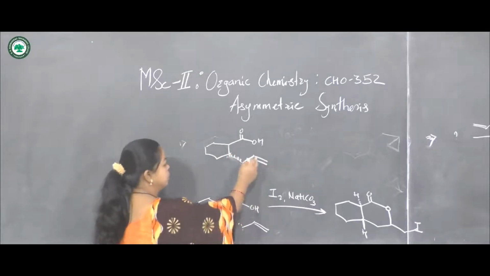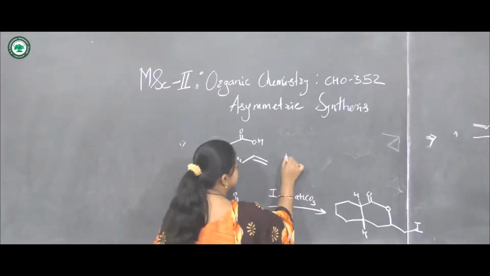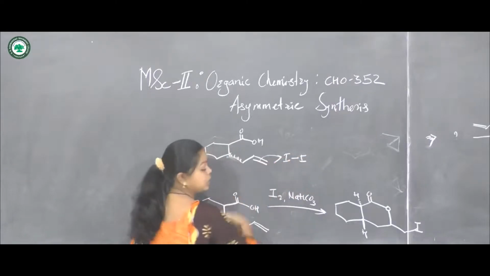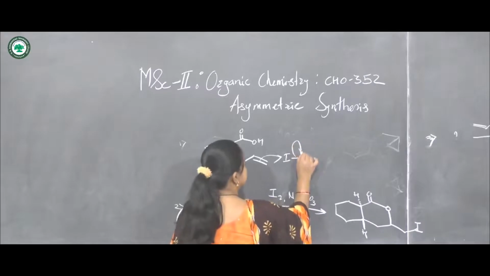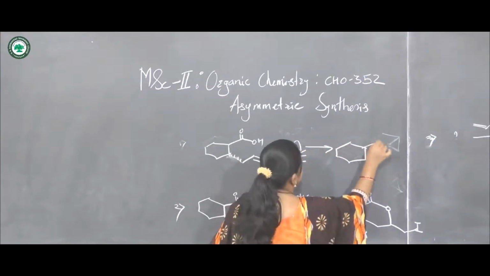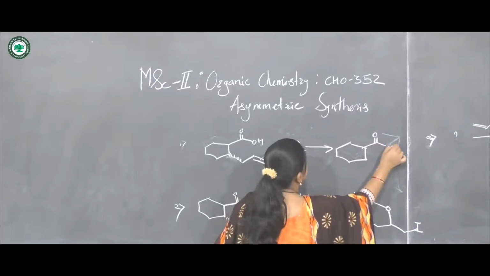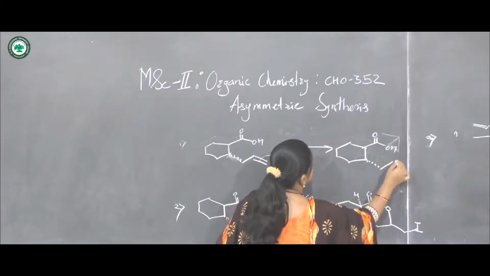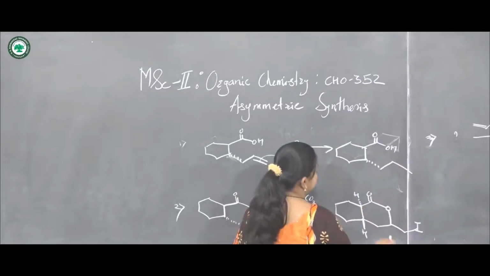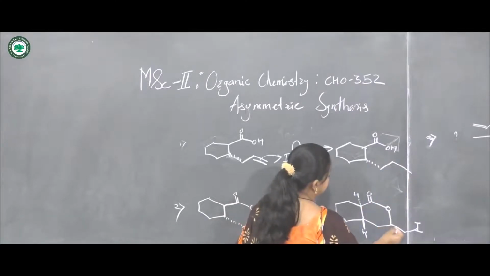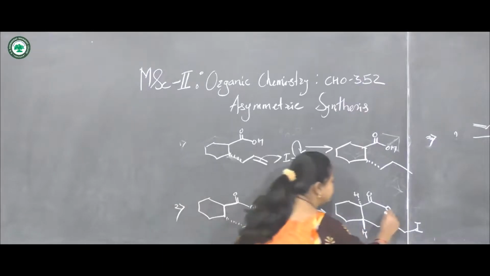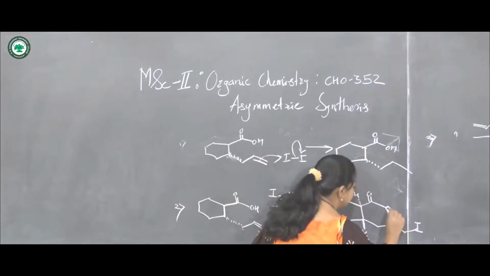This is the double bond, and this iodine acts as the electrophile here. So this double bond attacks the electrophilic iodine. This will get removed, and we are getting this. Now, if we consider the stereochemistry for this carbon atom, it is beta oriented.